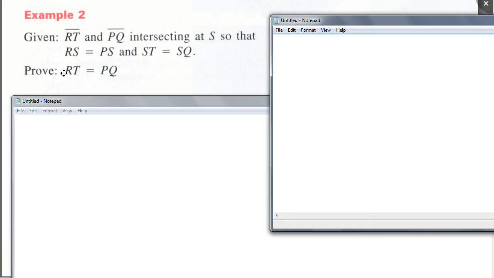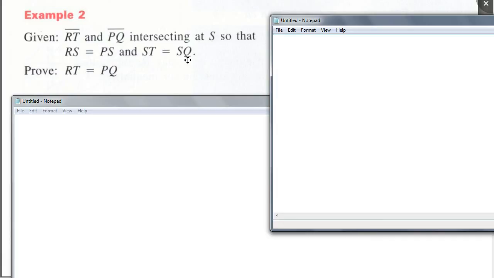Okay. Secondly, a lot of you drew the picture correctly, but did not put this information in the drawing: RS equal to PS, ST equal to SQ. How can you put that in the drawing? Some of you actually did it. I saw it, but some of you didn't. Okay, what can we do? Yes, Nicholas, what do you think? What I did was I drew the tick marks.